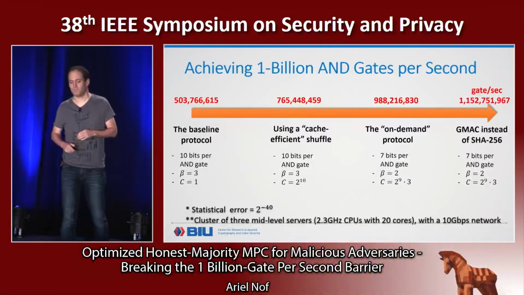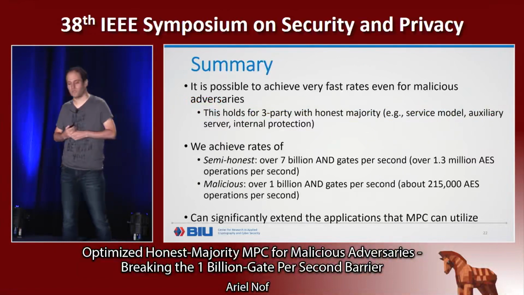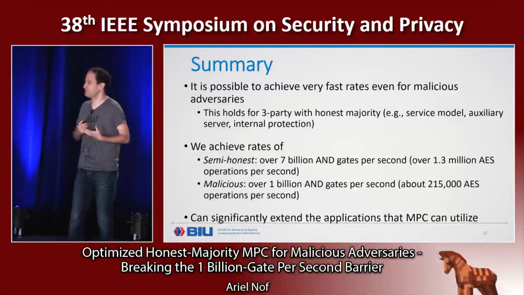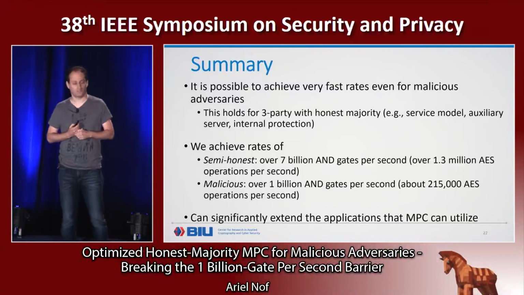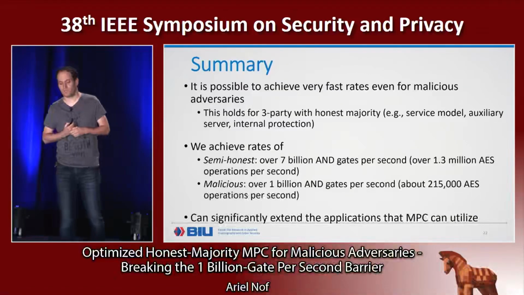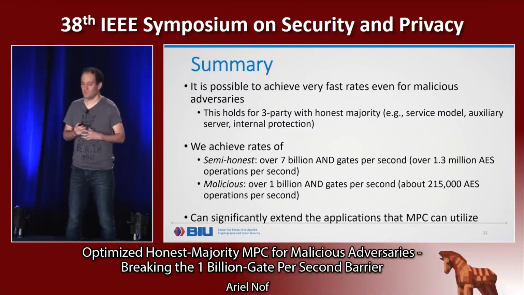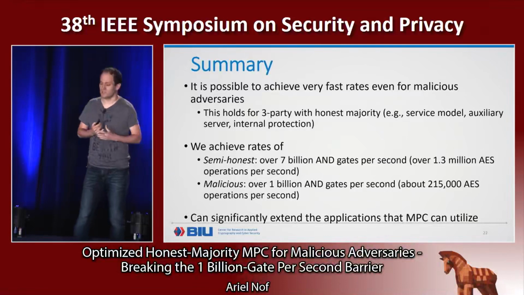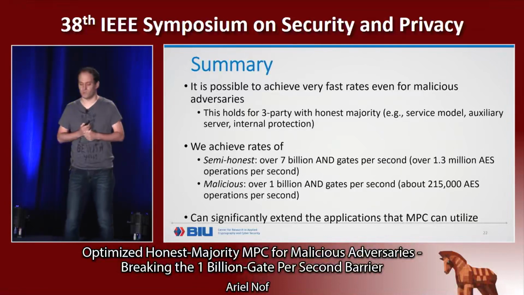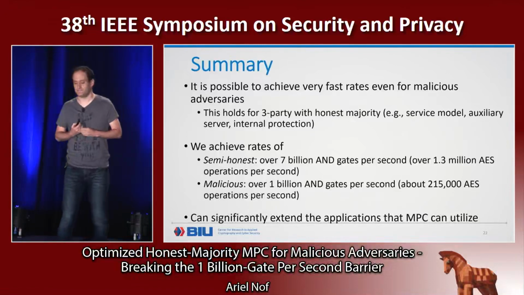So to sum up, we demonstrated that it is possible to achieve fast rates, even for malicious adversaries, in a very specific setting, the three-party setting, but it is much more than in any previous work. I didn't say at the beginning, but we also implemented the semi-honest protocol by itself, and this achieves a throughput of 7 billion AND gates per second. So the malicious protocol is only 7 times slower than the semi-honest protocol, at 1 billion AND gates per second.